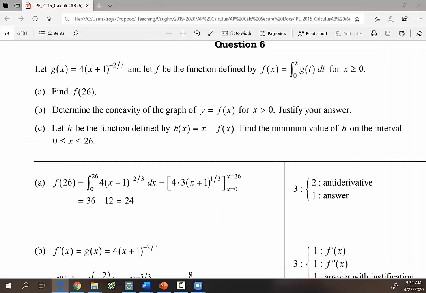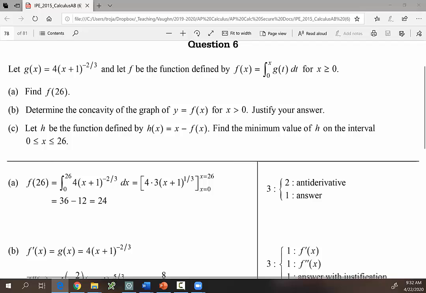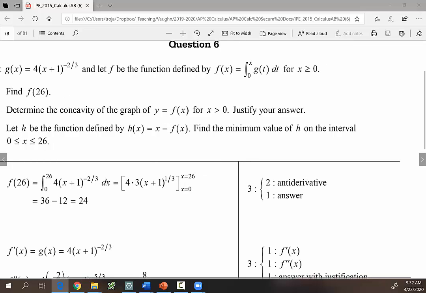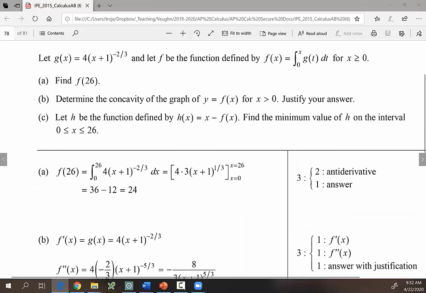Okay, so this was question 6 from this practice exam we've been looking at. Let g of x equal 4 times x plus 1 to the negative 2/3, and let f be the function defined by the integral from 0 to x of g of t. A lot of times we see this question with a graph, but they didn't give us a graph. But as soon as we see this guy kind of here, and actually let me see if I can open it in the other app.